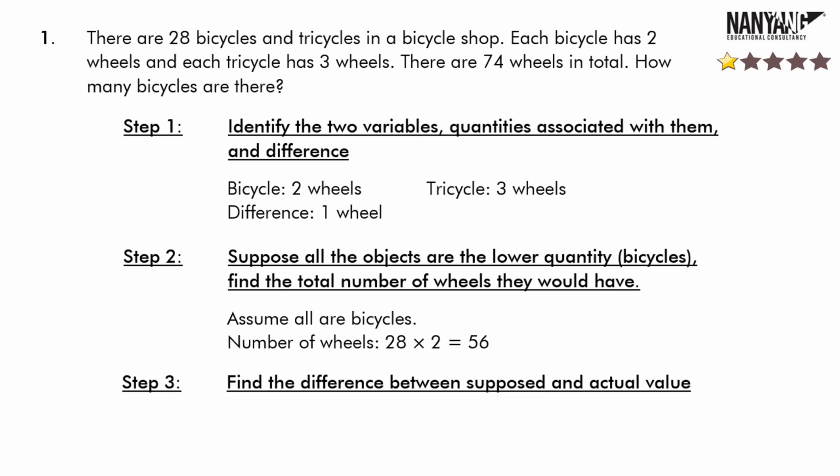Step 3, we should find the difference between the supposed and actual value. That will be 74 wheels in actual and 56 wheels that we assume. So that's 18 wheels.